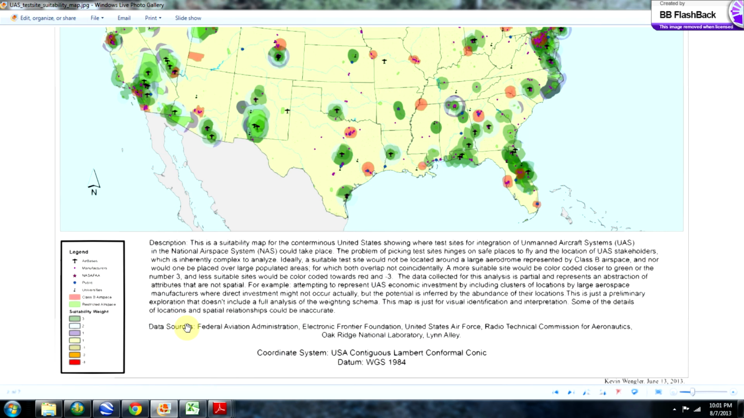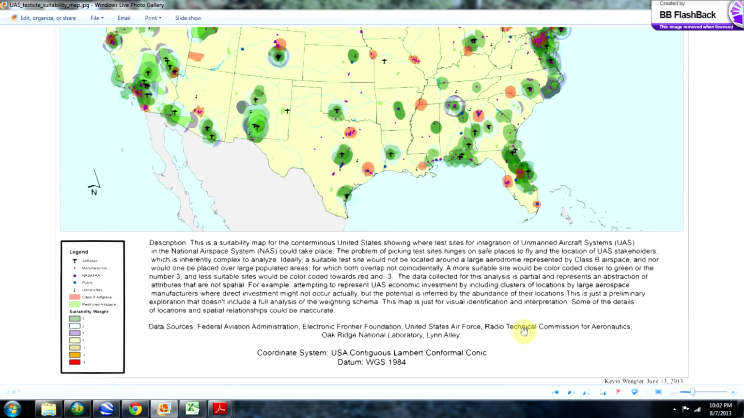Basically, here are some of my data sources. There's a lot of information from the FAA, the Federal Aviation Administration, that you can find. The Electronic Frontier Foundation has been very helpful in providing a lot of public data using the Freedom of Information Act, which I really do appreciate. I'm concerned about privacy myself, but I'm also a proponent of using UAS, especially for environmental monitoring and for search and rescue. The United States Air Force has also provided some good data, perhaps to their detriment, but it has been useful for the public, especially for myself, to cross-reference with a lot of other data.